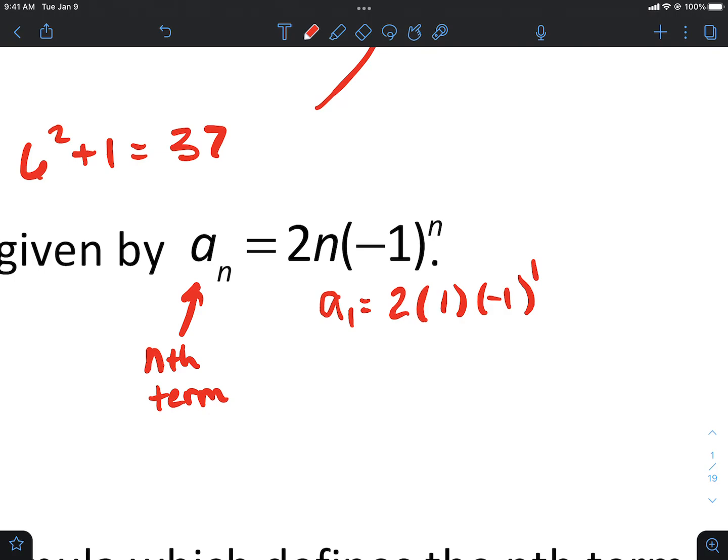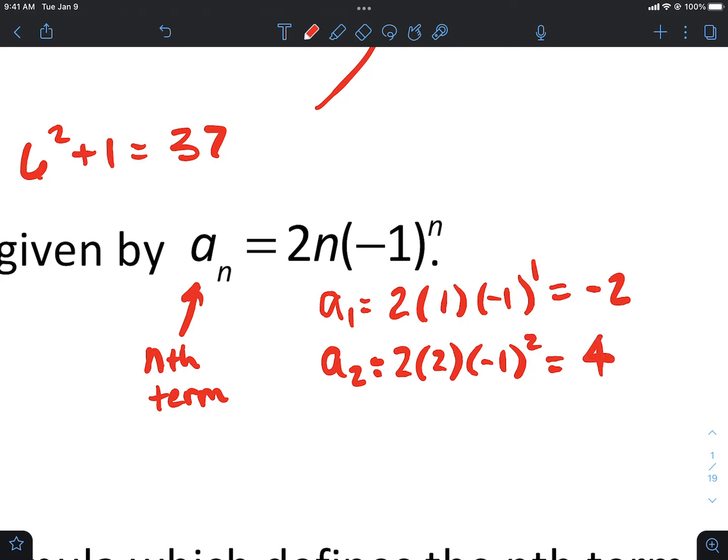A negative raised to an odd number will stay negative, so basically that's -1 times 2, which comes out to -2. And you can just go through and do the first 4 terms there. On this one here, if you do 2, it'd be 2 times 2 and then -1 squared. If you square a -1, that should come out to +1, and then +1 times the 2 times the 2 should come out to +4. And then you can keep getting the rest.